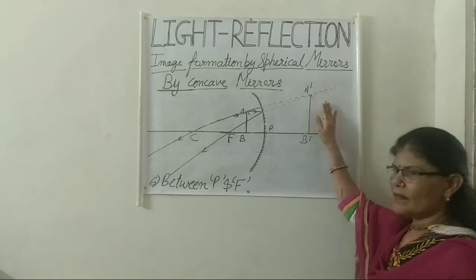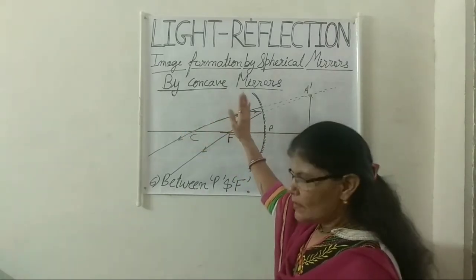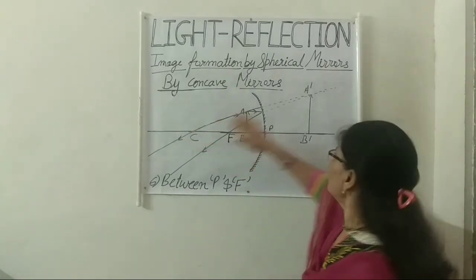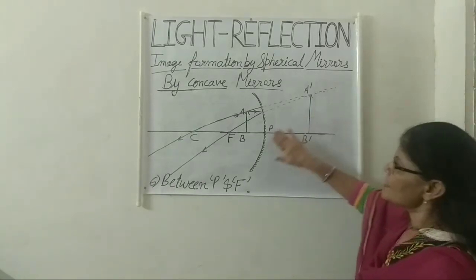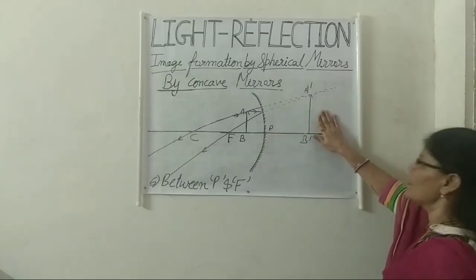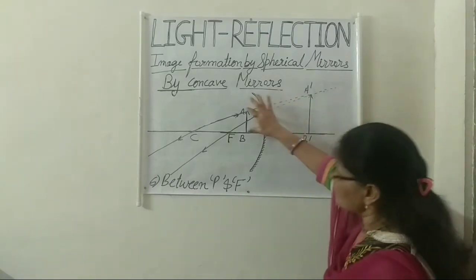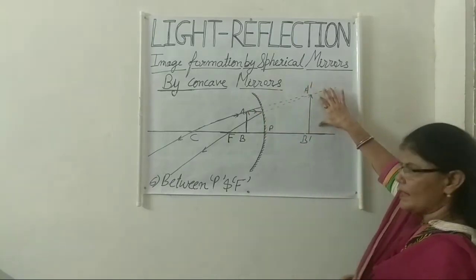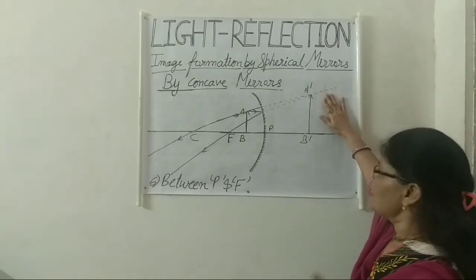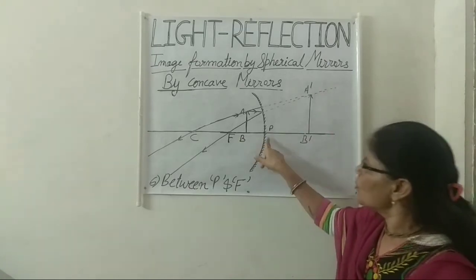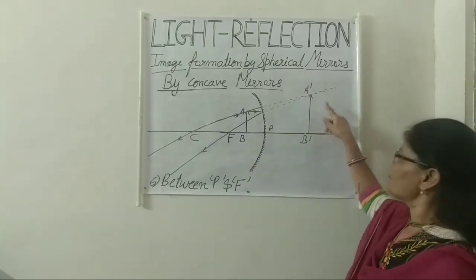In the rest of the cases, the image formed was in the front side of the mirror. The images were real and inverted, but in this case the image is erect and virtual. As this image is formed at the back side of the mirror, it is virtual. Our object is erect and the image is also erect. So this is an erect image, but it is virtual as it is formed at the back side of the mirror. So when the object is between pole and principal focus, our image will be formed at the back side of the mirror, which is virtual, erect and enlarged.